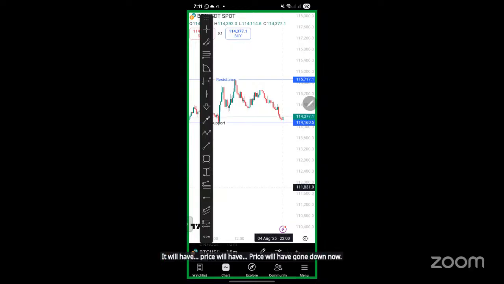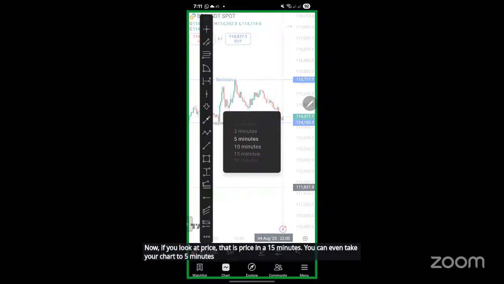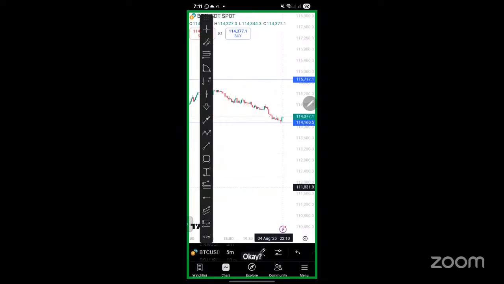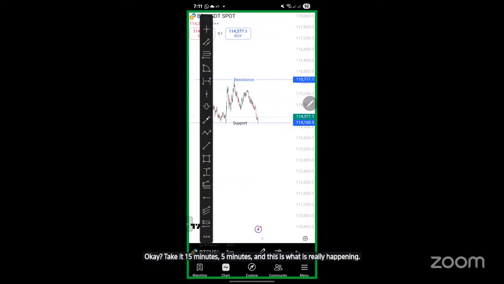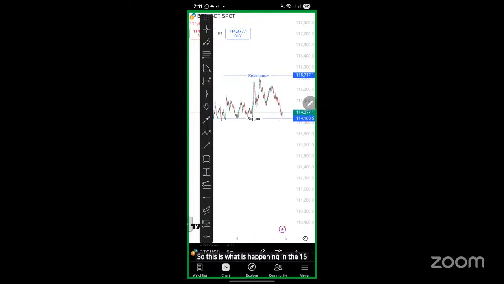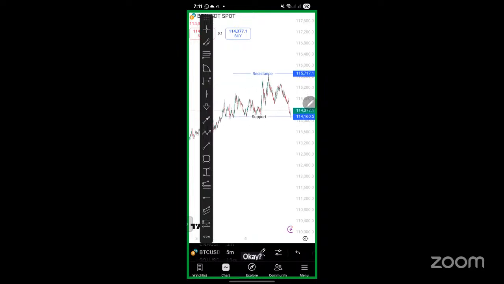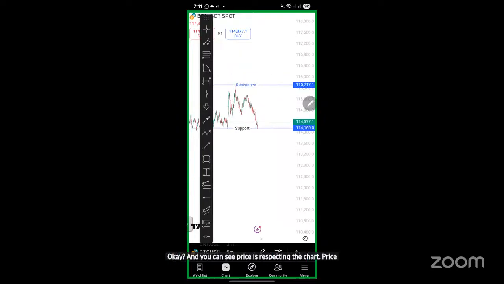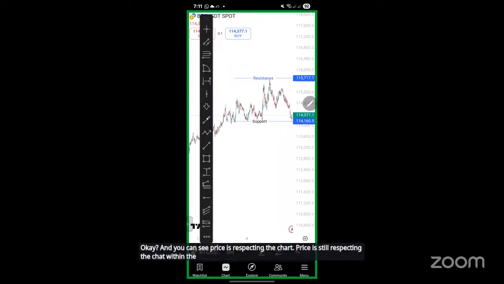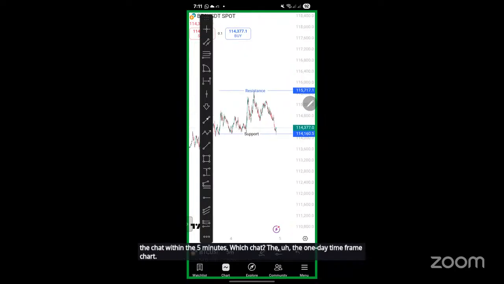Now, that is price in 15 minutes. You can even take your chart to 5 minutes and see what is really happening. Track it on 15 minutes, 5 minutes, and see what is really happening. And you can see price is still respecting the chart within the 5 minutes. Which chart? The 1 day time frame chart. So it is respecting it.